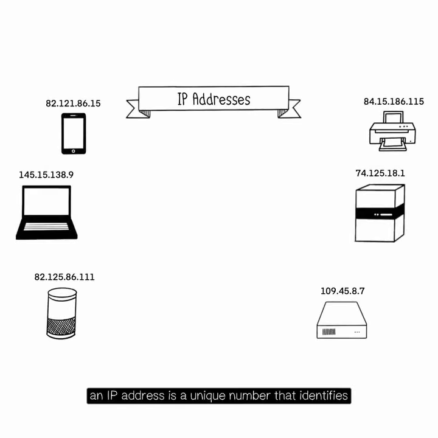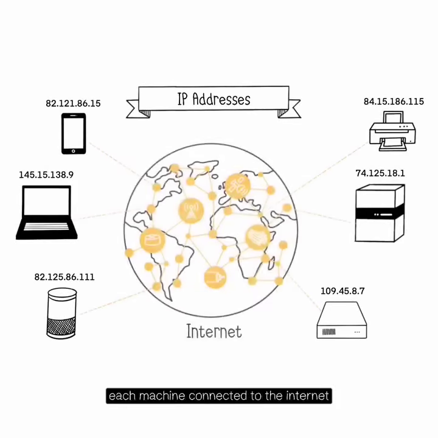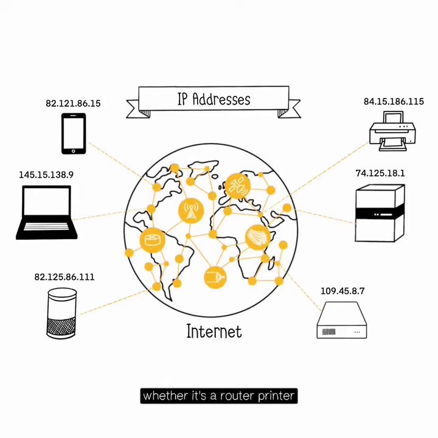An IP address is a unique number that identifies each machine connected to the internet, whether it's a router, printer, smartphone, web server, or any connected device. The series of numbers you see above each machine is their IP address.